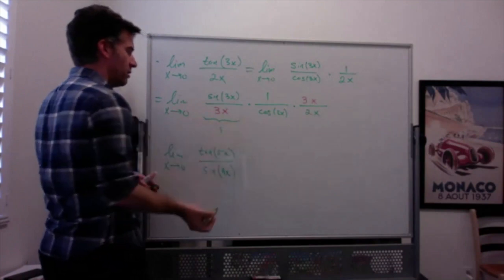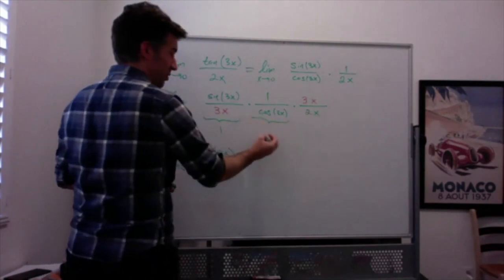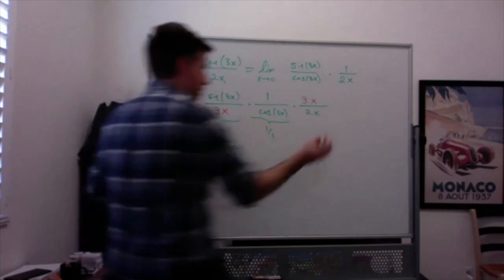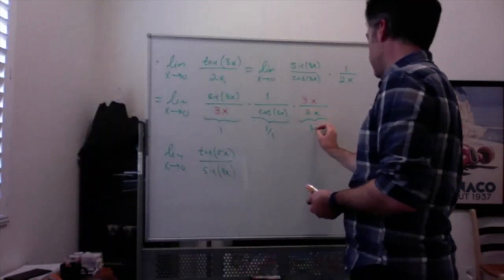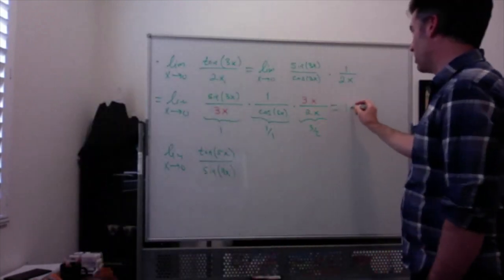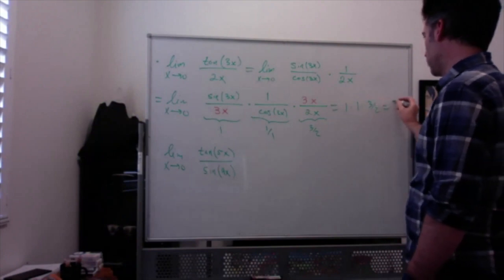This part goes to 1. This part also goes to 1, or 1 over 1. And this part goes to 3 halves. So my answer would be 1 times 1 times 3 halves, which is 3 halves.